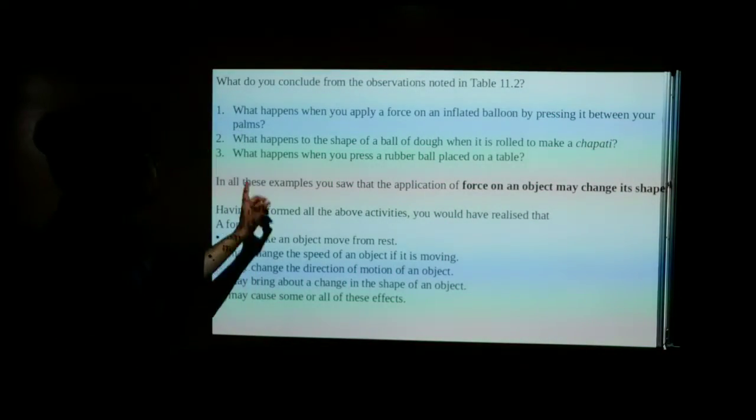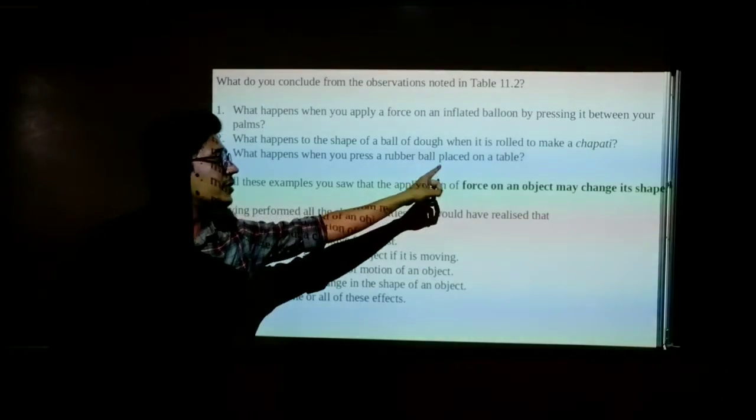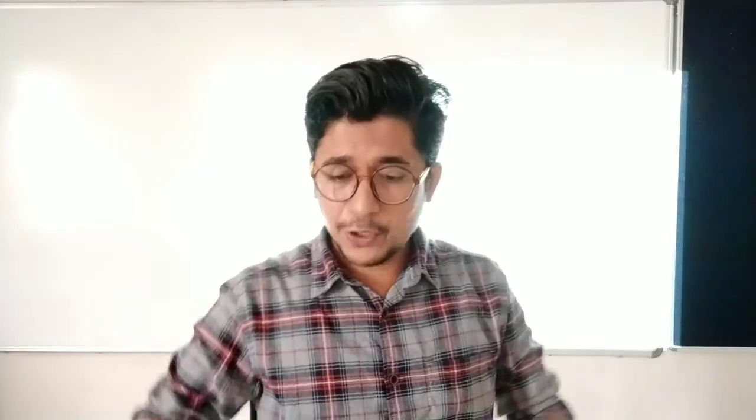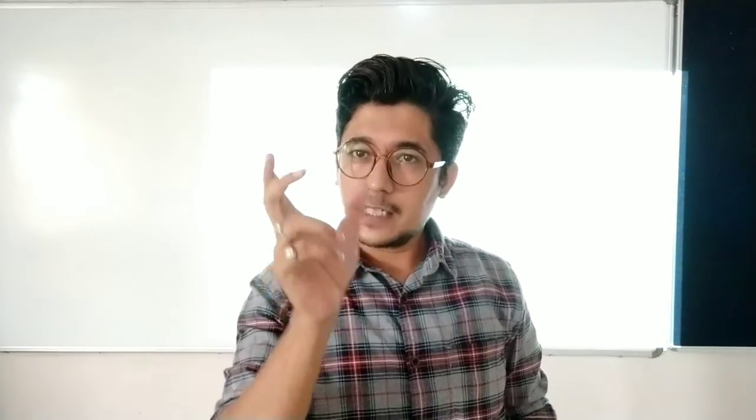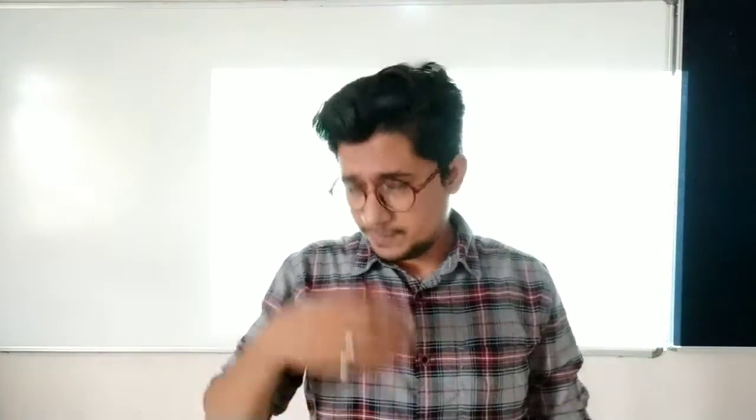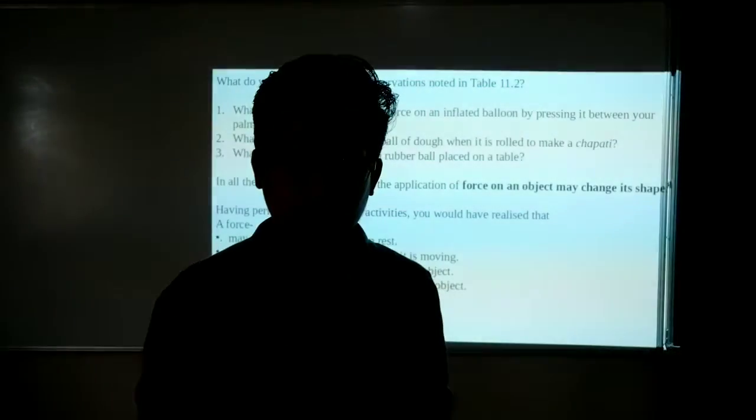Now, third point. What happens when you press a rubber ball placed on a table? Suppose there is a rubber ball and you are pressing it on a table. So what happens is that the ball changes its spherical shape into an oval shape. Yes or no? If you press much harder, then it will break or scatter. Yes or no? Okay.